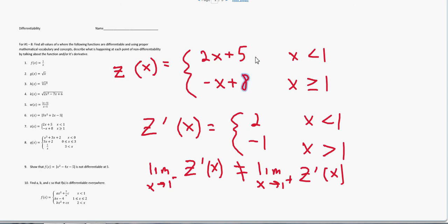Where the function is continuous and the derivative is not continuous. The derivatives are not the same from both sides.